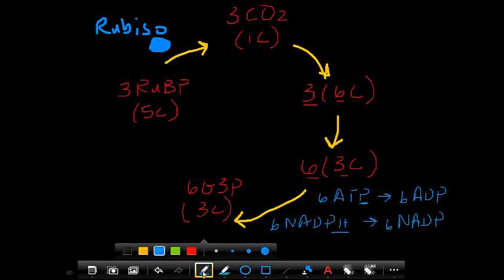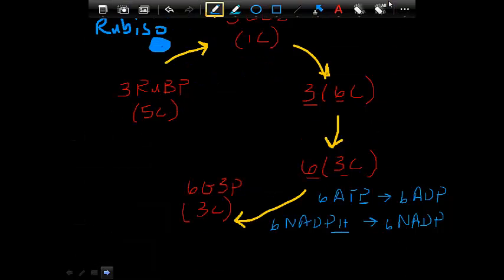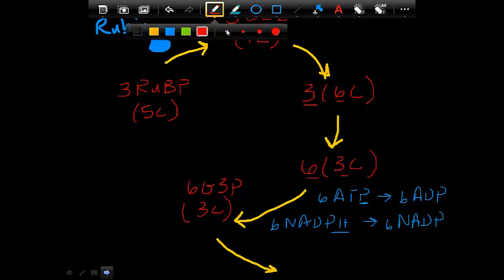One of those G3Ps, better move my pen back up here now. One of those G3Ps can be used, let's do a yellow, to make carbohydrates like glucose. So 1 G3P can go to make stuff. The other 5 G3P are going to be recycled.